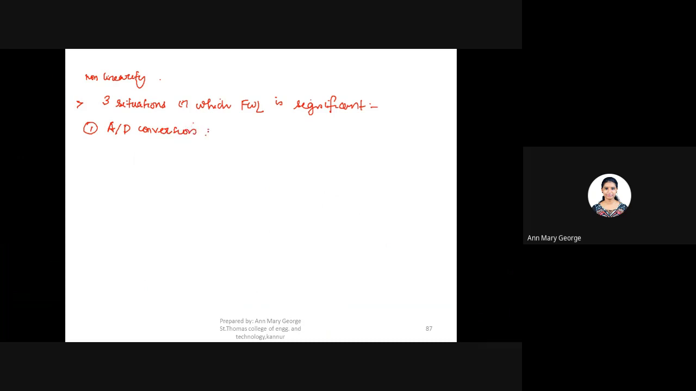Okay, what do you mean by analog to digital? We are converting an analog signal to digital. That is the first situation. And the second one, when the filter coefficients are approximated, the transfer function or the transfer characteristics also changes.